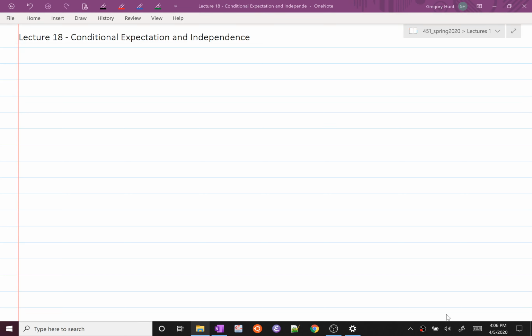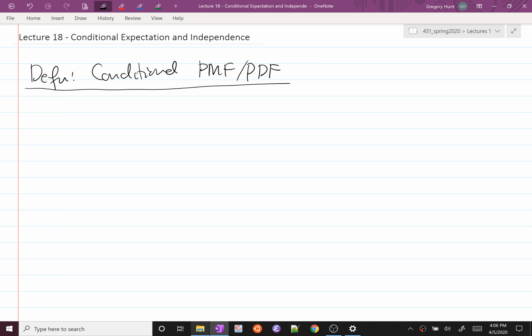Okay, so we're going to continue talking about conditional distributions today, and then we're going to get to independence, which is a really important topic for random variables. So last time we defined the conditional PMF or PDF.